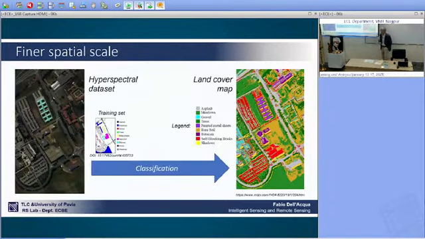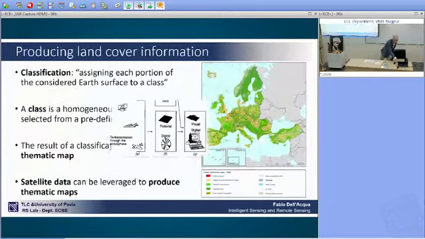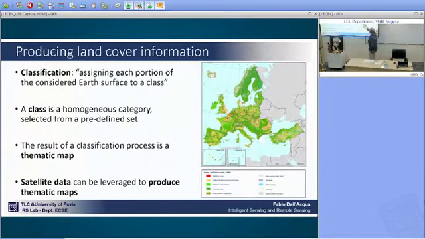And this can be done not only at the scale which you have seen here, where we have a thematic map on practically an entire continent. This is the Corine land cover map from 2006. It's a land cover map which covers the whole of Europe, and it basically breaks down the surface of Europe into various classes which are listed here.